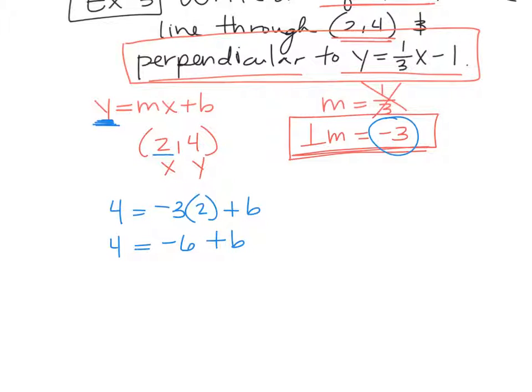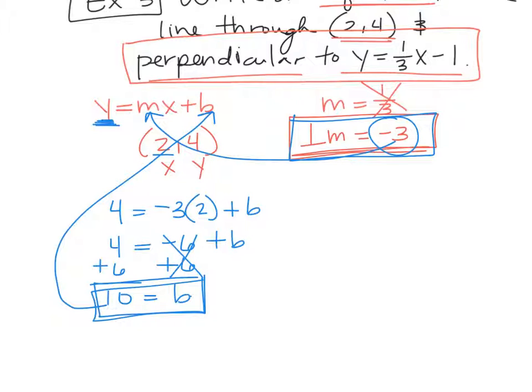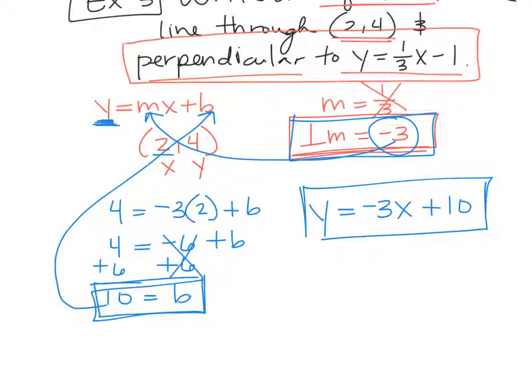How do I get rid of that -6? You add 6 to both sides. So add 6 here, add 6 here, and you get 10 equals b. Okay, so I have an m and I have a b, and I need to put it into y equals mx plus b. So this number, this 10, is going to go here. The -3 is going to go there, right? So what does that equation look like? Y equals -3 times x plus 10. Okay, so this is your answer.